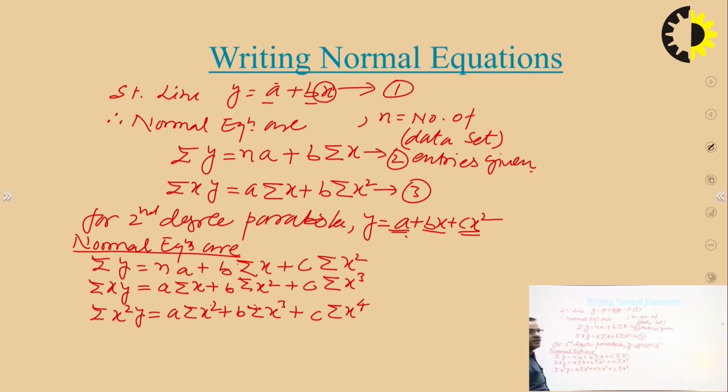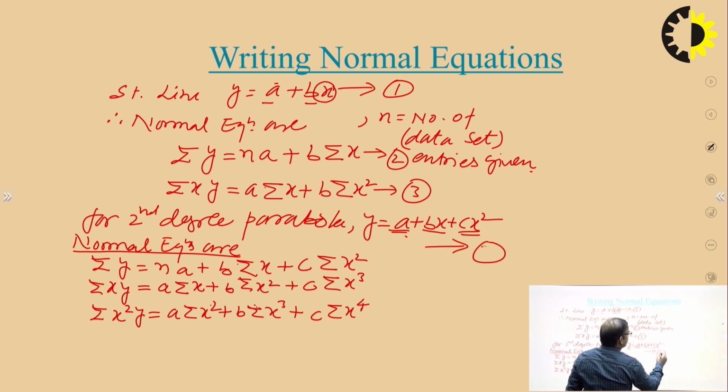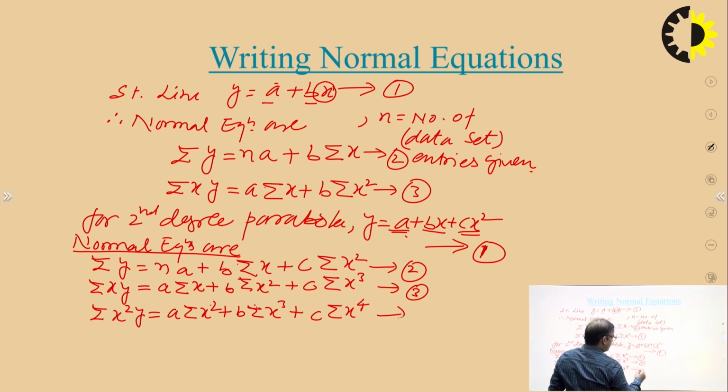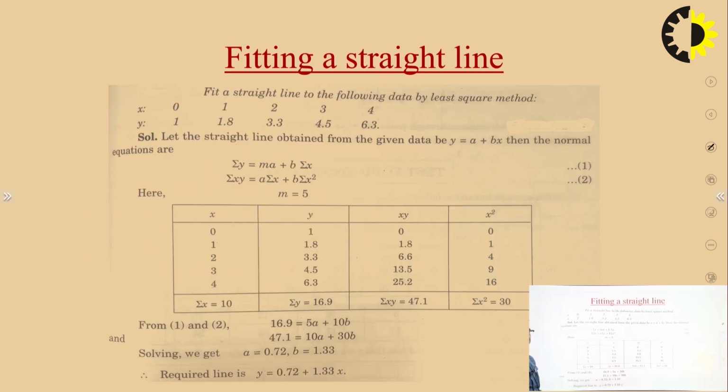So these are the standard equations for the linear equation and the second degree parabola. Okay, and that was the straight line also, the first equation, and these are the second, third and fourth for the problem. So this was the way of writing the normal equation. Okay, so let us take an example of fitting a straight line.